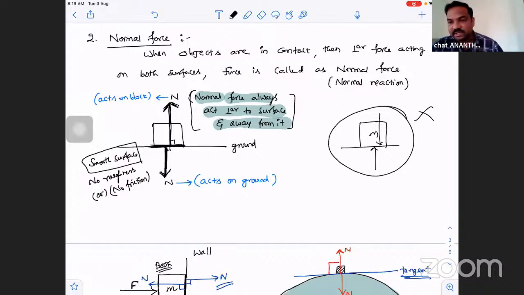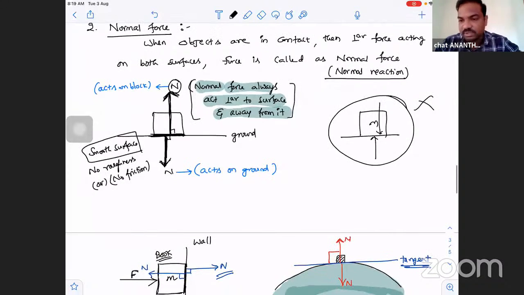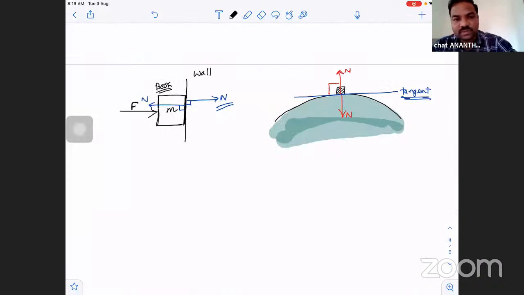It is something like a reaction, that's why normal force is also called normal reaction. This is the normal reaction, a reaction force acting on the ground. N is the force acting by the block, and the force on the block is upward. So one is action, the other one is reaction. Whenever there is a contact, definitely there is a contact force, and that contact force is perpendicular to the contact surface.